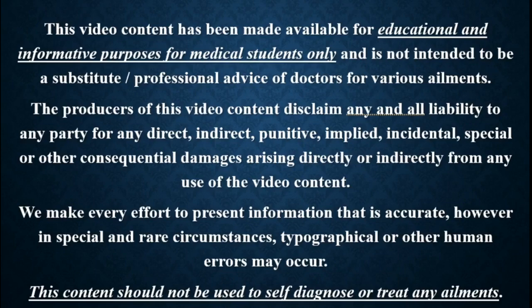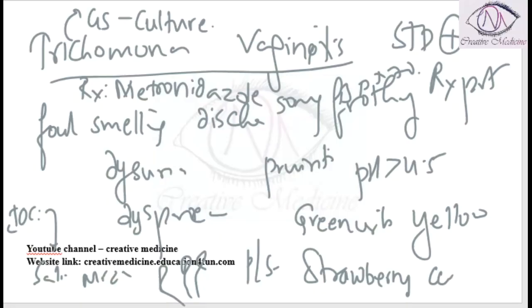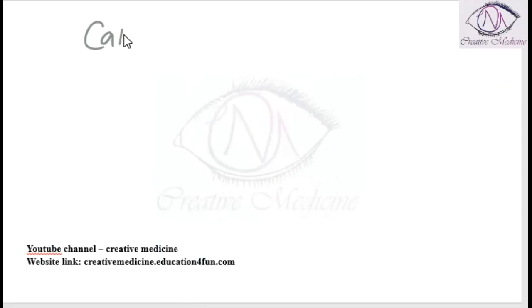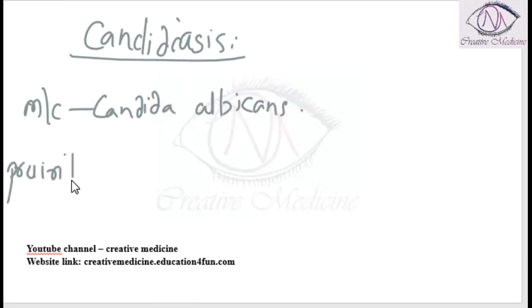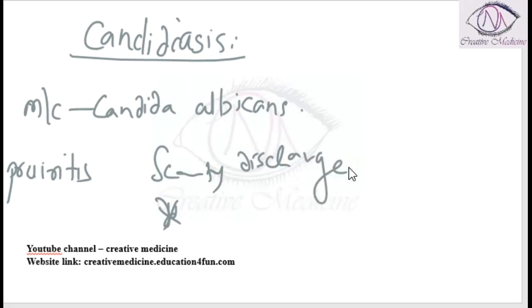In this lecture, we will learn about candidiasis. The most common organism causing candidiasis is Candida albicans, which is a fungus. The chief complaint of candidiasis is pruritus. Other symptoms include scanty discharge, while dysuria and dyspareunia are generally absent. The discharge of candidiasis is curdy white or cottage cheese-like, and scanty.